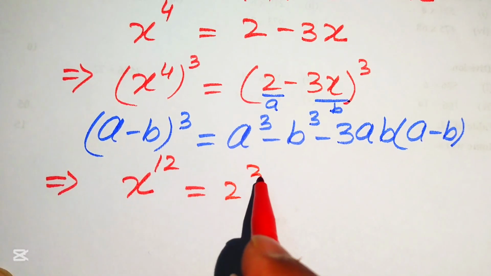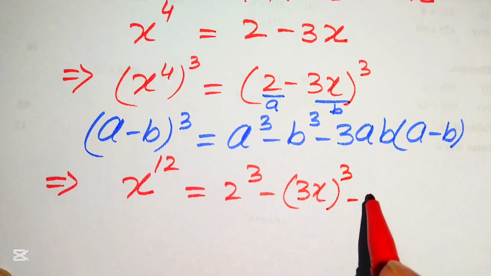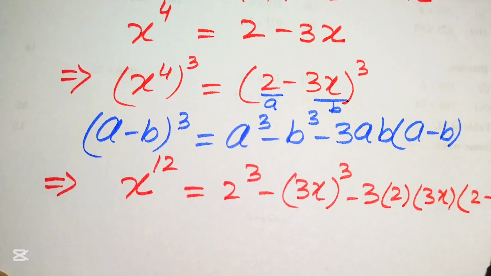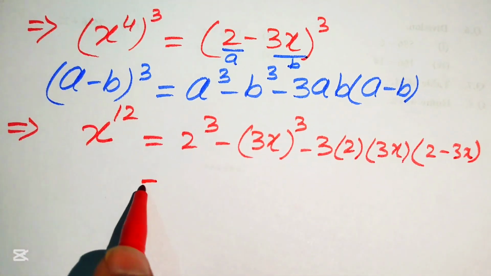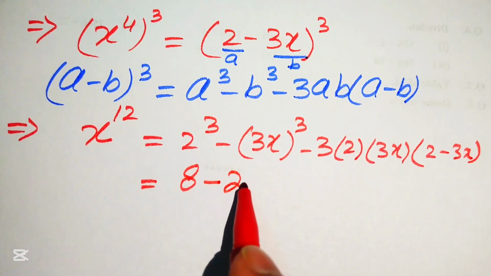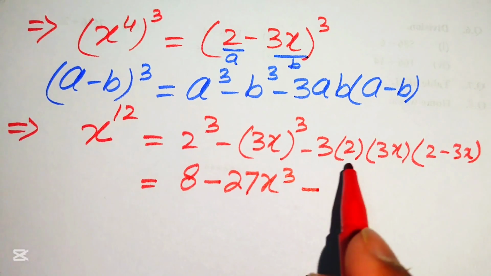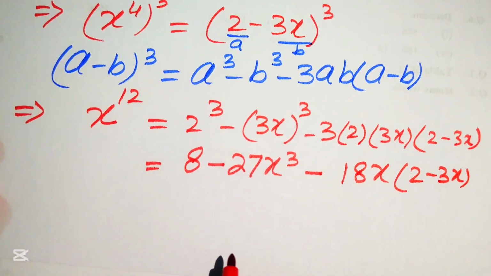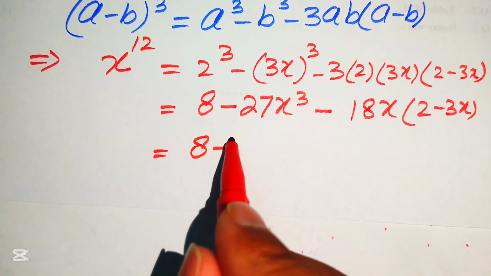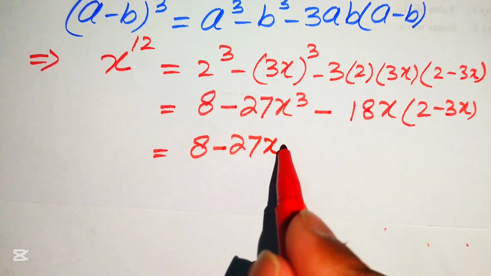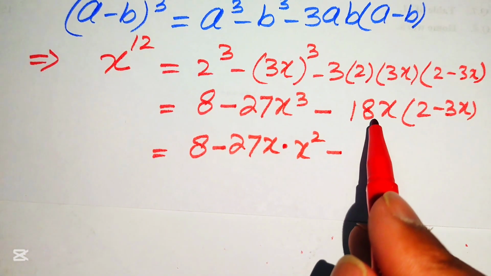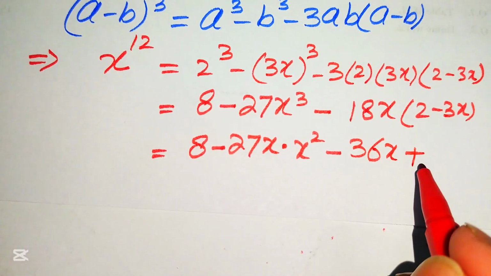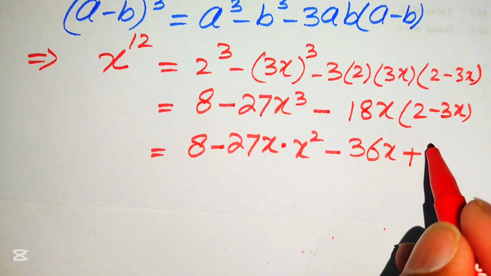So it will be written as 2 cubed minus 3x cubed minus 3 times 2 into 3x into 2 minus 3x. Okay, we will apply the cubic formula in the right hand side. So 2 cubed equals 8 and 3 cubed equals 27 into x cubed, minus this is 2 times 3, 6, 6 3s are 18x into 2 minus 3x. Here we need more simplifications, and now we write it as 8 minus 27. We break this x cube and we write it as x times x squared, minus here we multiply 18x on both of these terms. It will be written as 18 times 2 becomes 36x, and this is minus times minus becomes plus, and 18 times 3 equals 54.